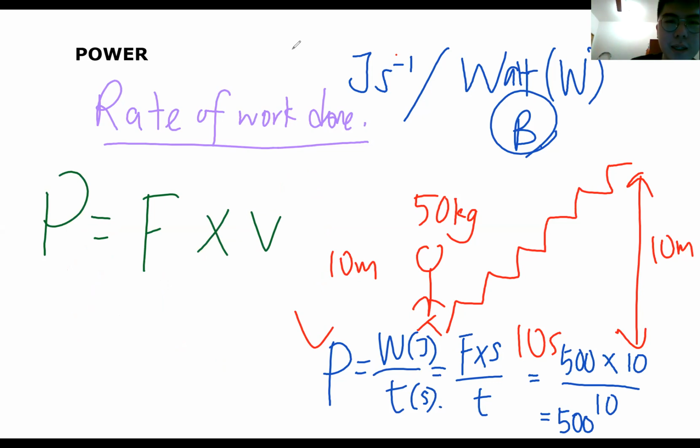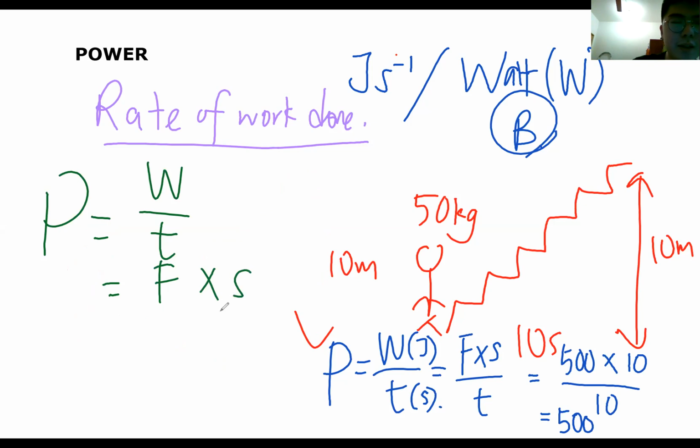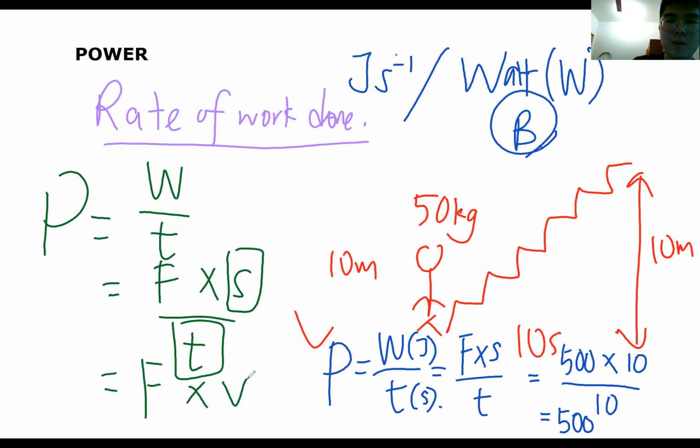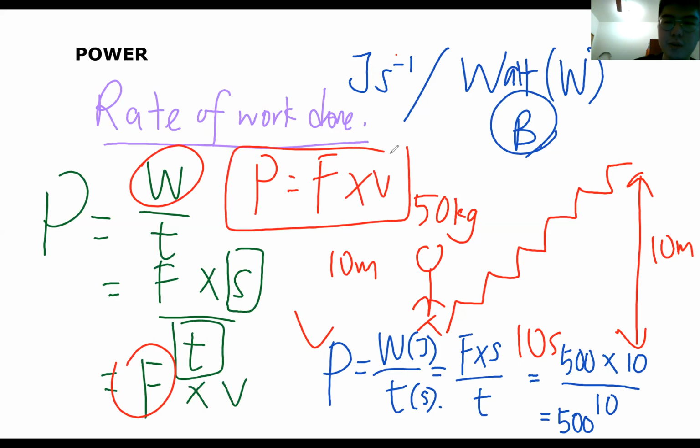How do you get this? Like this. Initially you have P equals work done divided by T, right? So work done is F times S, divided by T. You see this S and T here, right? Displacement divided by time. What is that? That is the speed. So it equals F times V. Force is simply the same as the weight. So the second formula is P equals F times V. These two formulas.